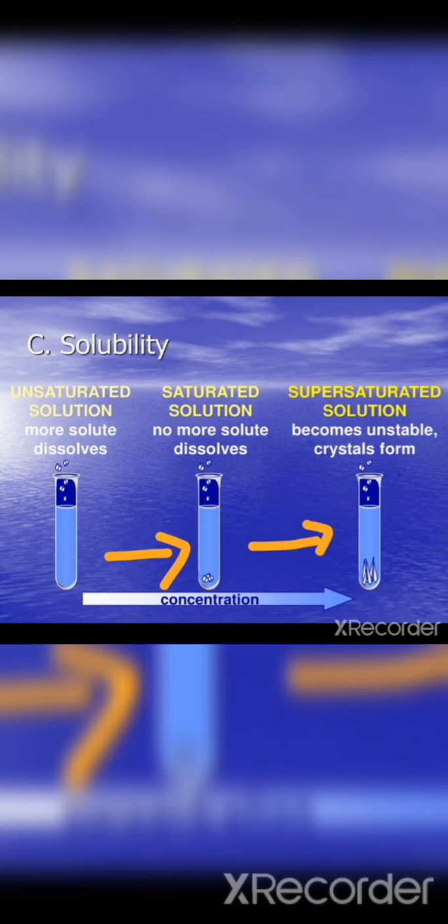Now look at this example. Here I have taken salt and water. The first one is an unsaturated solution. Here I have taken 30 grams of NaCl and 100 ml of water. Both can be stirred and a salt solution is formed. So here the unsaturated solution is formed between 100 ml of water and 30 grams of NaCl. We cannot see any salt particles. It has been completely dissolved, isn't it?